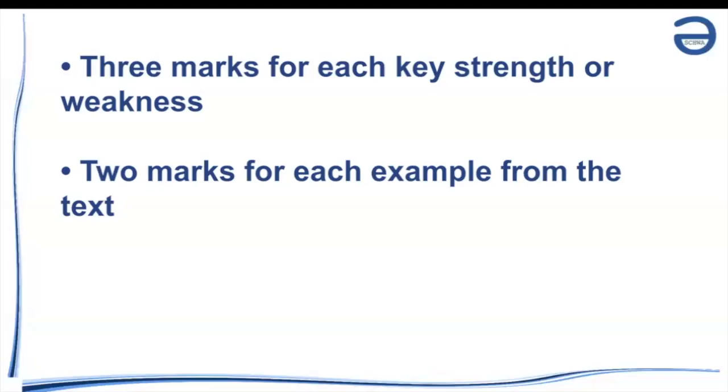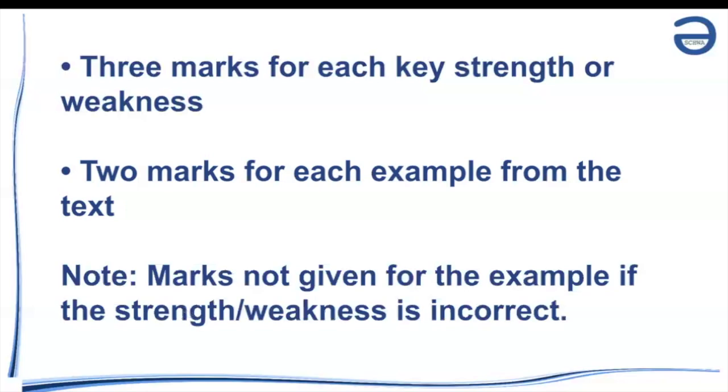So each point will have those 3 plus these 2. That's a total of 5 marks. And when you make 4 points, you'll get a total of 20 marks. Marks will not be given if your strength or weakness identified is incorrect, but you have a correct example from the sample text, because then you're not really explaining the strength or weakness at all.